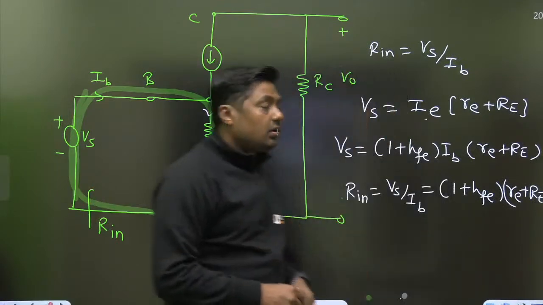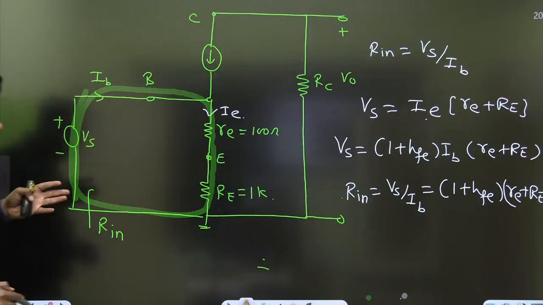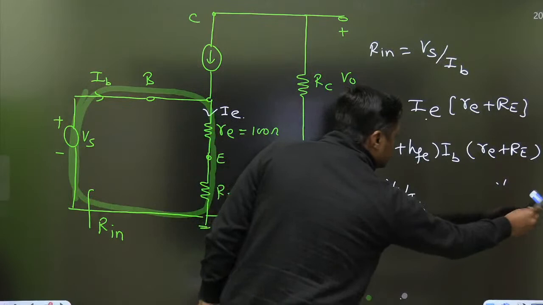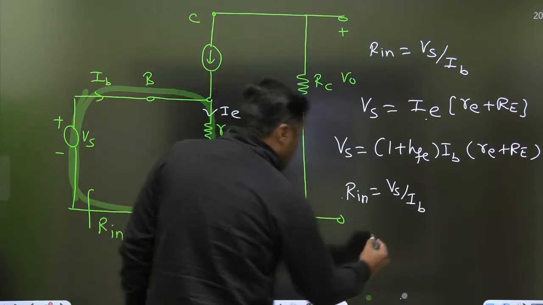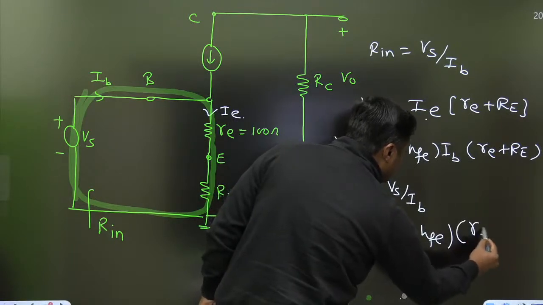Okay then. So you can write the KVL here and you will get the result. So what is the input resistance? Directly, if it is not visible, then I am writing here: 1 plus hFE times (small re plus capital RE).